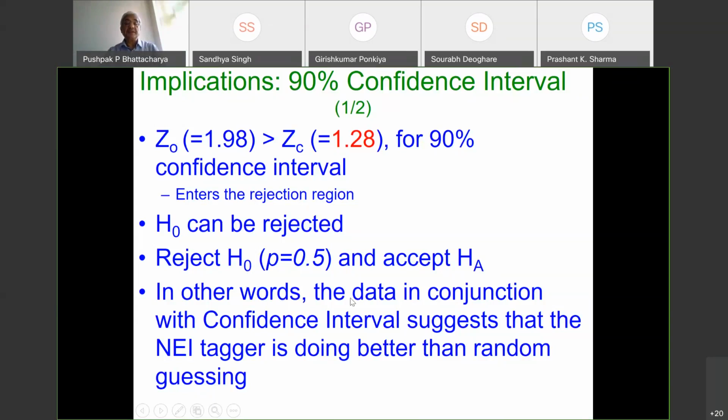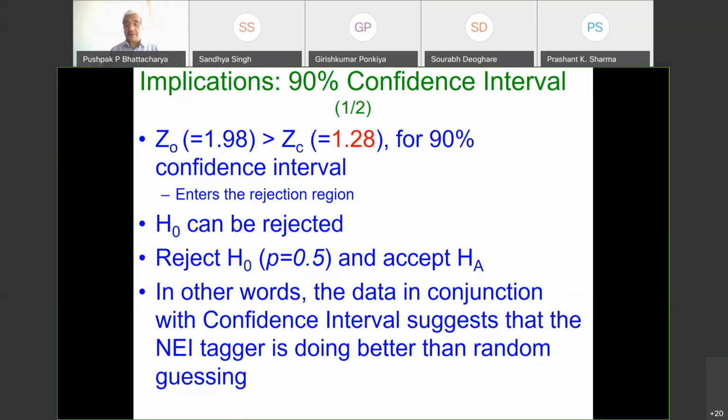In other words, the data in conjunction with the confidence interval suggests that the named entity identifier tagger is doing better than random guessing. It is not doing random guessing. It has a proper algorithm underlying it, and it is doing better than random guessing. That is the consequence of the data and the confidence interval we have decided for ourselves. So what is in our hand after the data is given is the confidence interval.